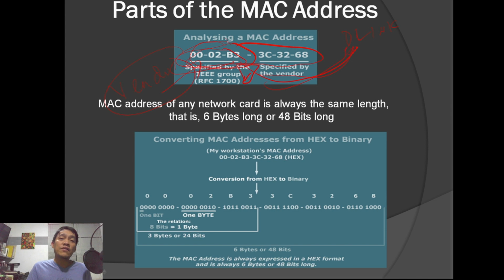Okay? So that is the first half for the vendor, and this is the device MAC address. This is for the device na ina-assign na nung manufacturer or nung vendor. Okay? So the manufacturer or the vendor. Ulitin ko ulit, the first half is for the vendor and the second half is for the device. Okay? So the vendor assigns the MAC addresses for the device on its second half. Okay?